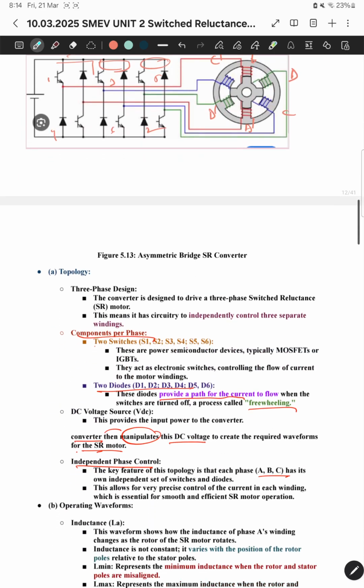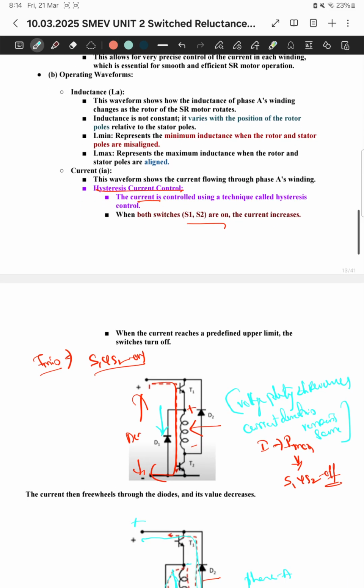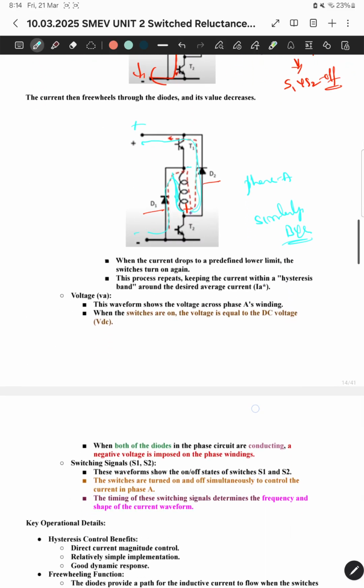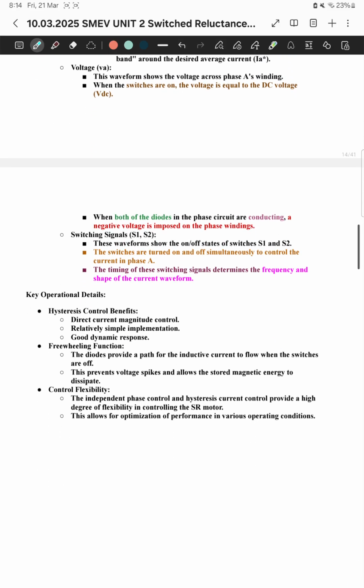This is the working principle, and it is clearly explained here also, so you can go through it once if required. This is the complete operation.